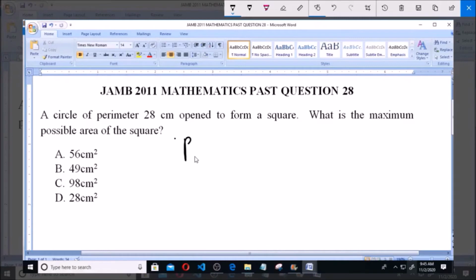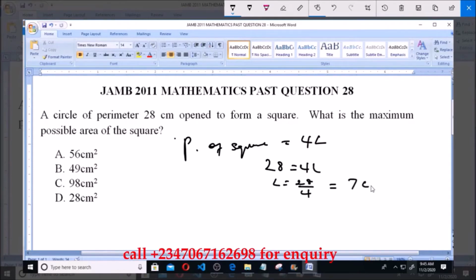Like we know, the perimeter of a square is equal to 4L, that's 4 multiplied by the length. Since the perimeter of the circle is 28 and it is equal to the perimeter of the square, then we can say 28 is equal to 4L. Now L is equal to 28 all over 4, which is equal to 7 centimeters. That is the length of this square.